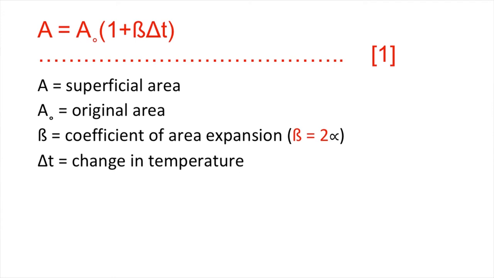Coefficient of area expansion, in most cases, you are not given. They would only give you the coefficient of linear expansion. So to find the coefficient of area expansion, you need to multiply the coefficient of linear expansion by 2. Then that is the area expansion, and then the change in temperature.